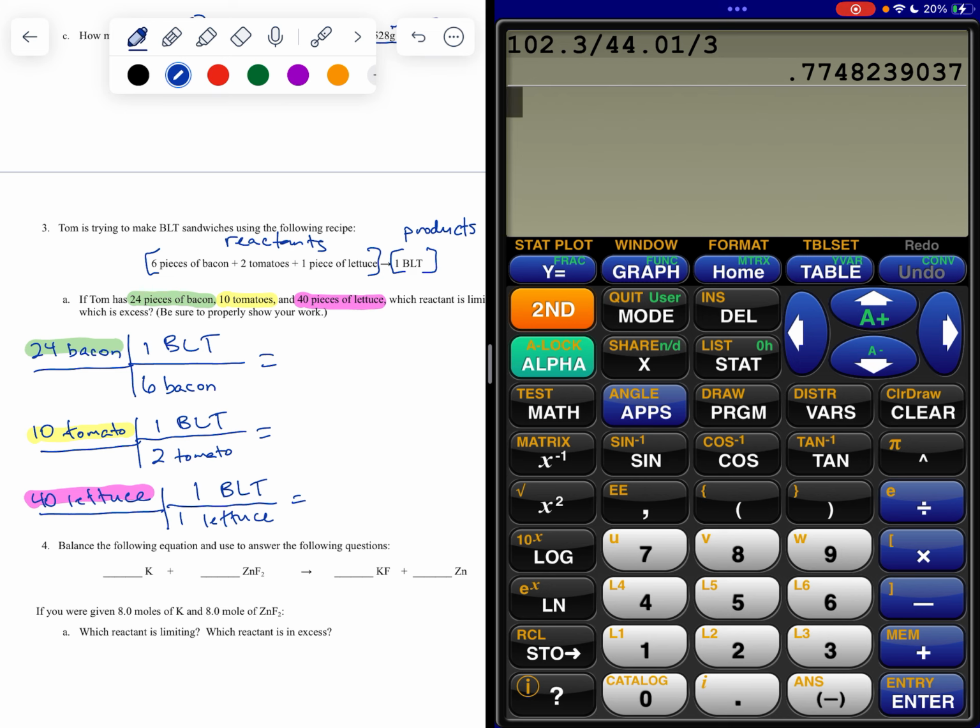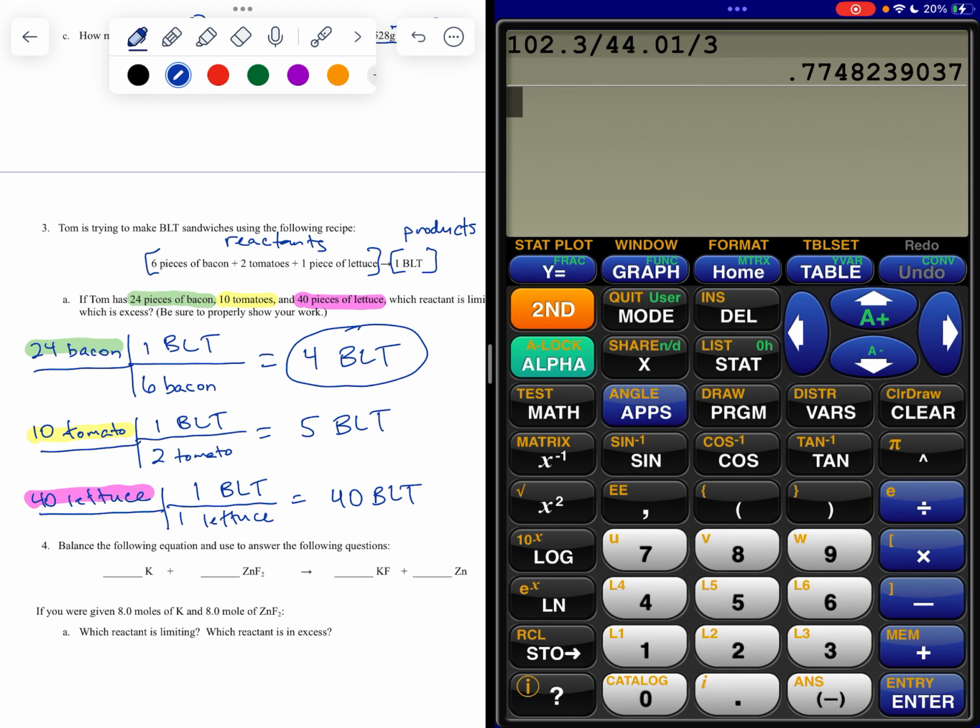In this case, I see 24 divided by 6 would be 4 BLTs. 10 divided by 2 would be 5 BLTs. And 40 divided by 1, that would be 40 BLTs. Now, I look at those numbers and I see which one is the smallest amount, because that's going to be produced by the one ingredient that we have at the beginning that's going to run out first. It's going to limit the amount that we can make.